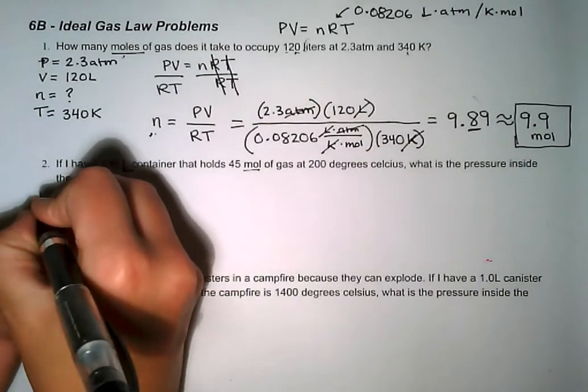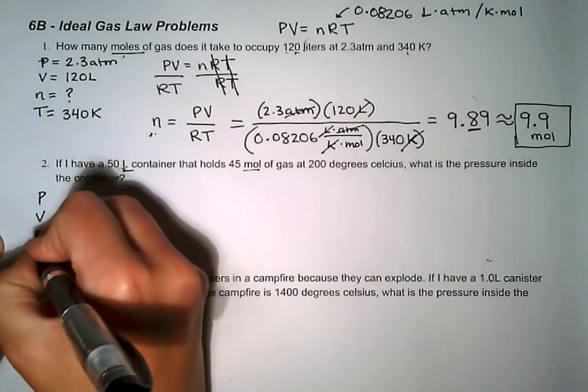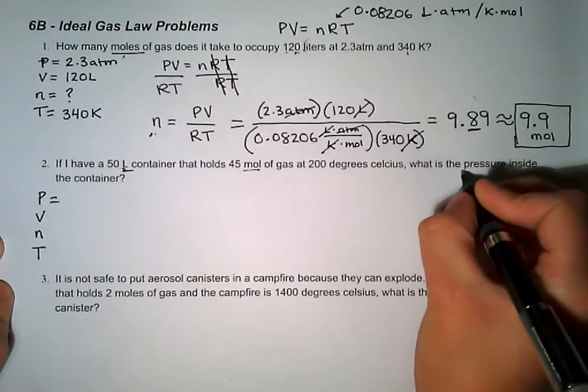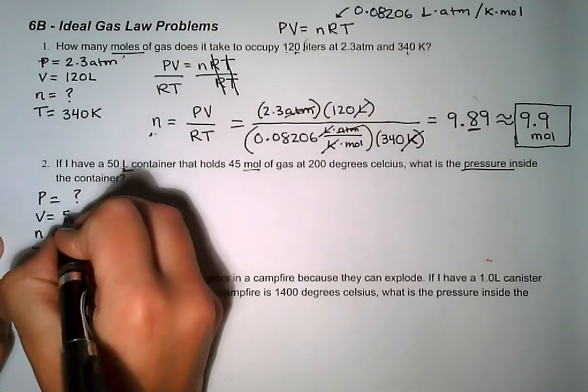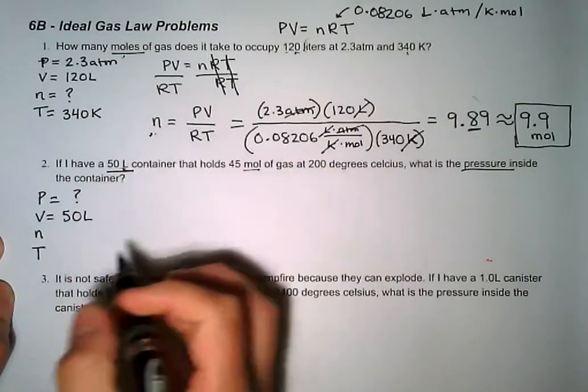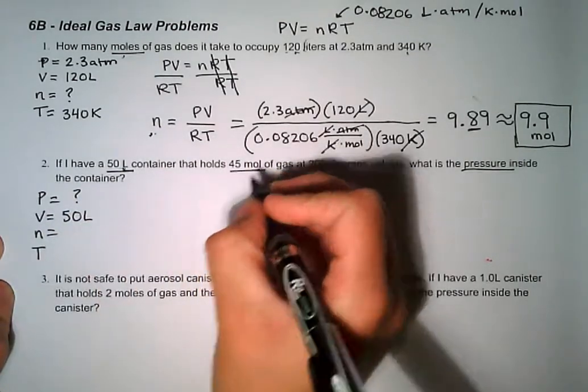So let's write out our variables, P, V, N, and T. Pressure, of course, is what we're trying to find, so we'll put a question mark there. Volume is 50 liters, right here. The number of moles, 45 moles.